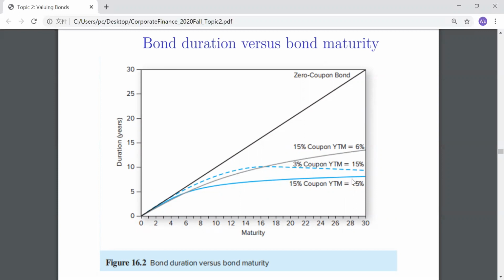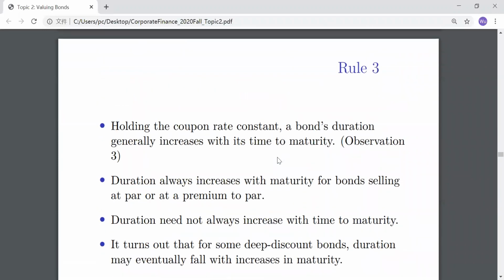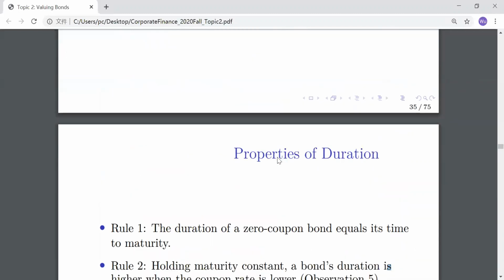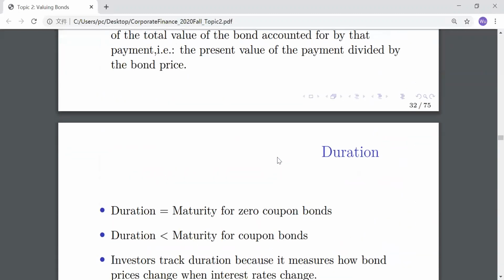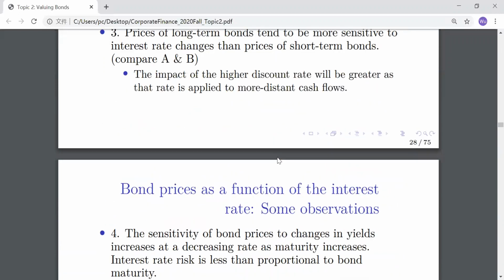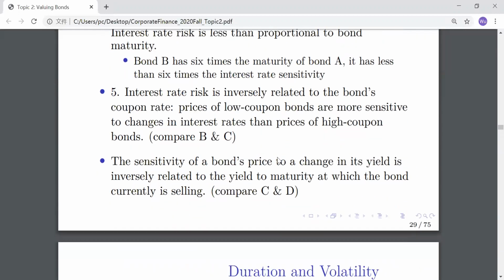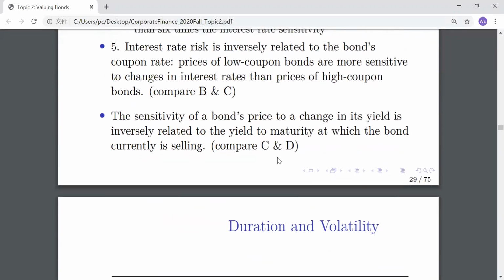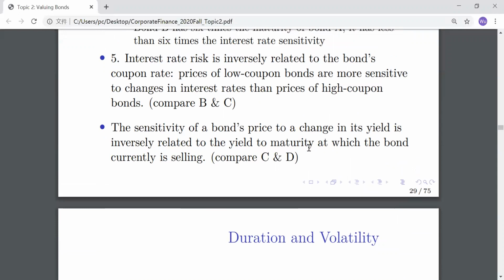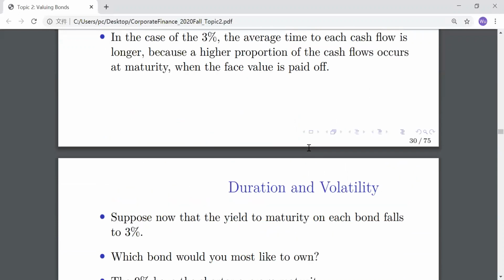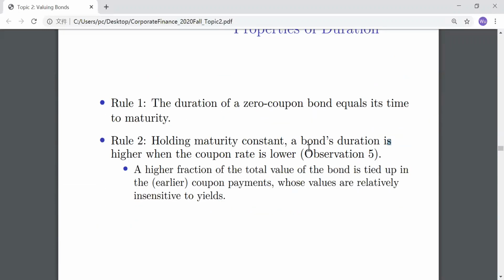Now, if we compare the blue one to the gray one, if the coupon rate is the same and you have a lower yield to maturity, the duration is also higher. This is our previous observation on yield to maturity. The sensitivity is inversely related to the yield to maturity. So when yield to maturity is lower, sensitivity is higher. This already confirms the observation.